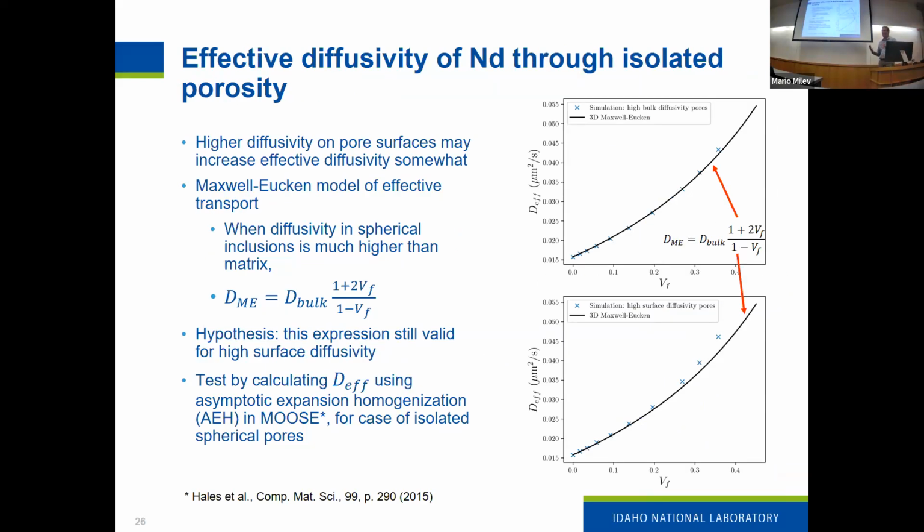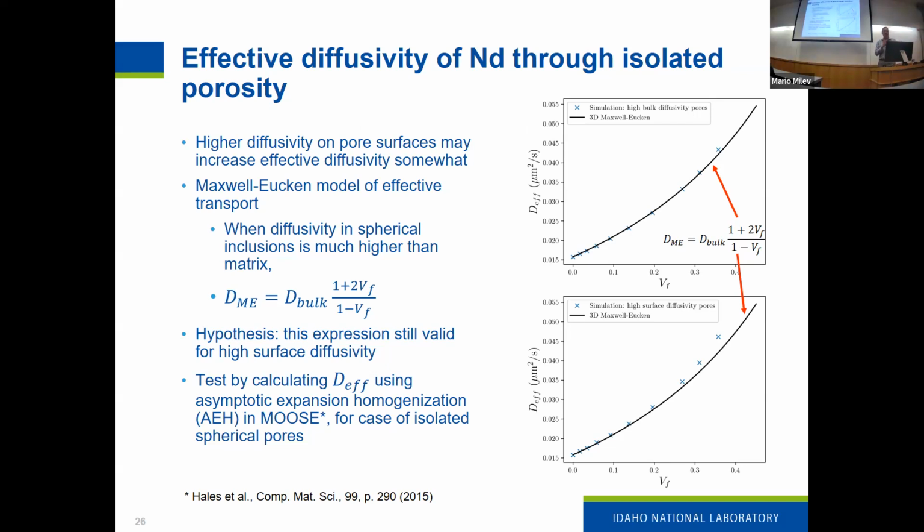Okay, so those are the input values to our mesoscale simulations, where we actually want to figure out an effective diffusivity that accounts for the microstructure. So as I said, the first phase of that is this isolated porosity. We have high diffusivity on the pore surfaces. So even though there's a hole there, which would reduce the diffusivity, you actually have a high diffusivity surface that could result in an overall increase in the effective diffusivity.